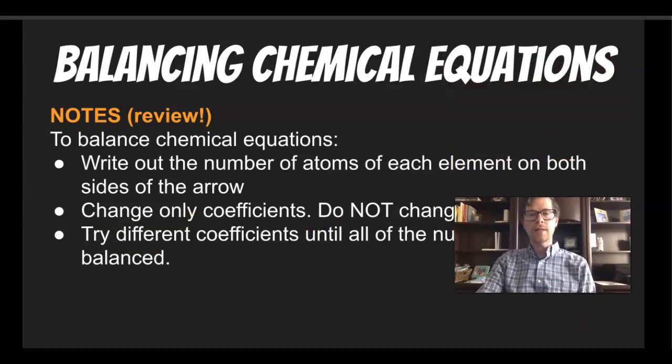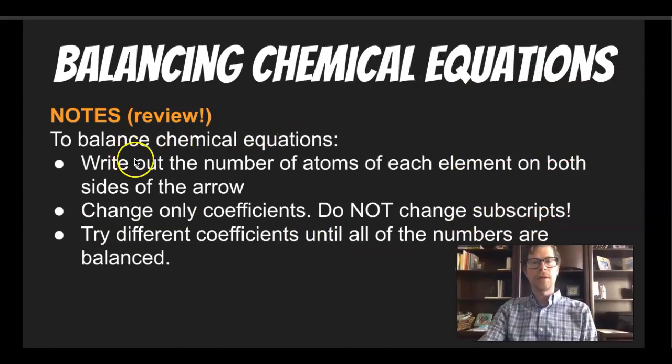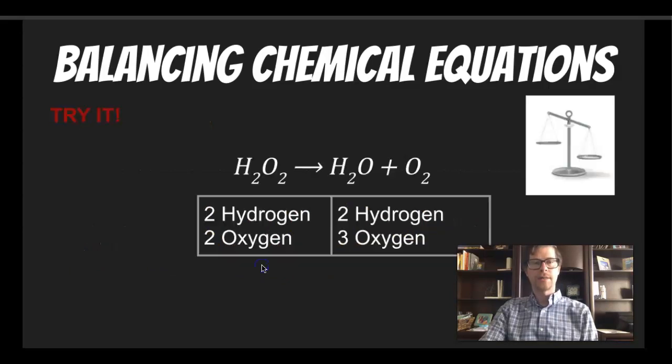Okay, and so balancing chemical equations, let's review a little bit. Remember, we write out the number of atoms of each element on both sides of the arrow. We change only coefficients. We never change subscripts. And we try different coefficients until all the numbers are balanced. So let's try some examples.